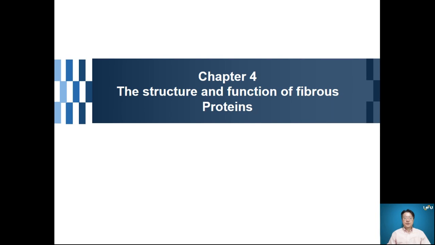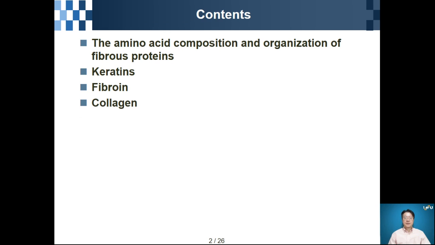Today we will learn chapter 4, the structure and function of fibrous proteins. Chapter 4 is composed of 4 subjects, starting from amino acid composition and organization of fibrous protein. The second one is keratins and fibroin. Finally, we will cover collagen.